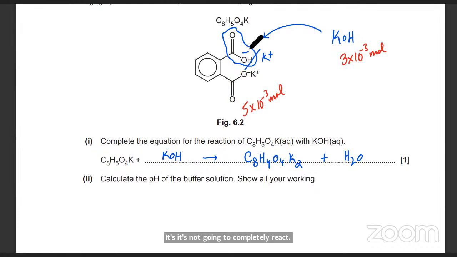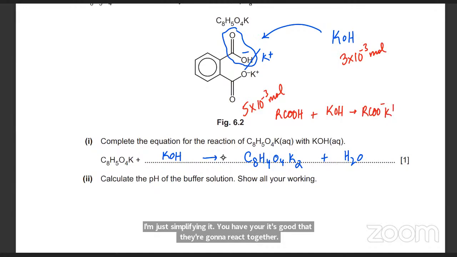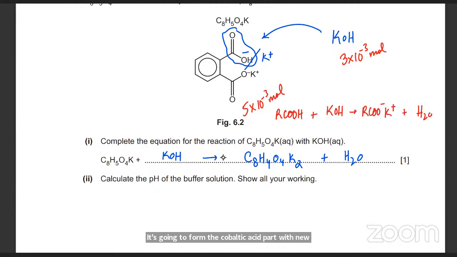So just to write a more simplified equation, this is what's going to happen. This is your carboxylic acid. The equation over here looks more complicated, so I'm just simplifying it. You have your KOH, they're going to react together. The carboxylic acid part will neutralize and it will form water. Now this is 3 times 10 to the power minus 3 moles and this is 5 times 10 to the power minus 3 moles. So at the end of the day, 3 times 10 to the power minus 3 is going to completely react. All of it is going to react.